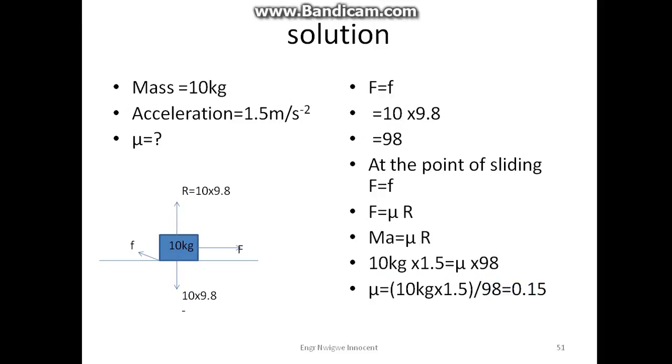We make mu the subject of the formula. Then what we get is 10 kg times 1.5 meters per second squared, all over 98 meters per second squared. We now get 0.15.